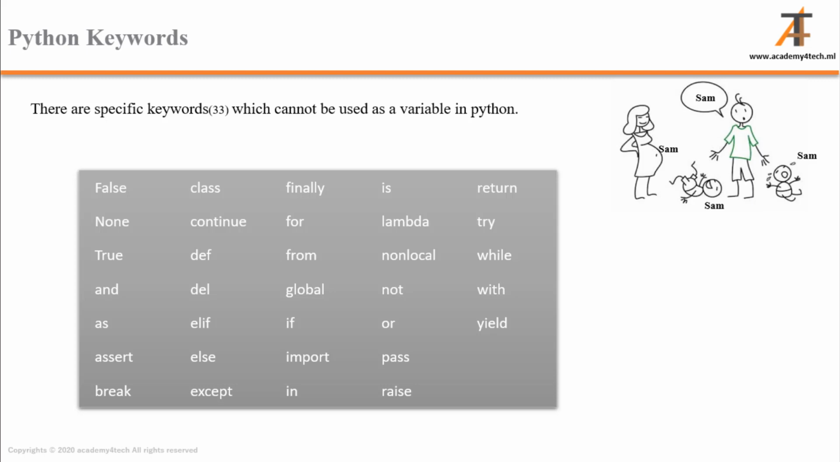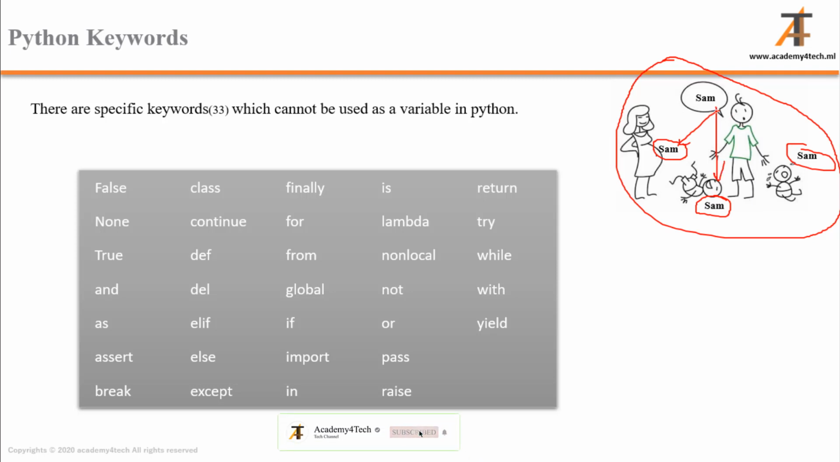There are about 33 keywords in Python, which you can see on the right side of the screen. If we use these keywords in multiple ways, since they are already in use, Python does not know which one you are calling, and Python gets confused. So it's better not to use keywords as names in your programs.